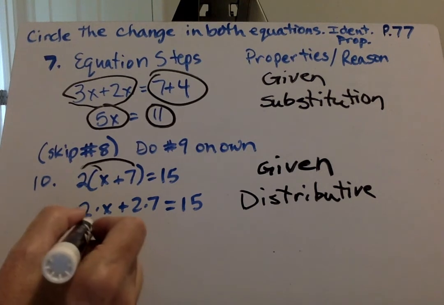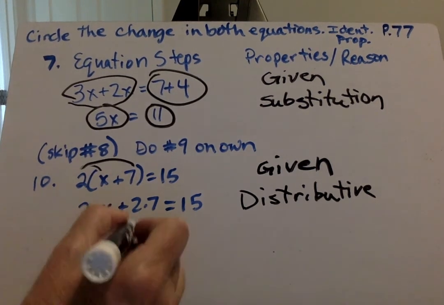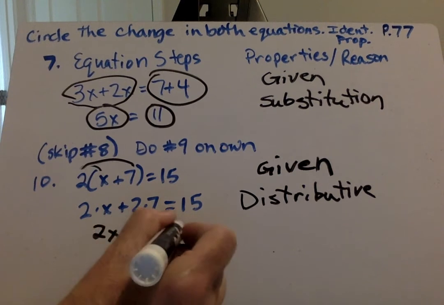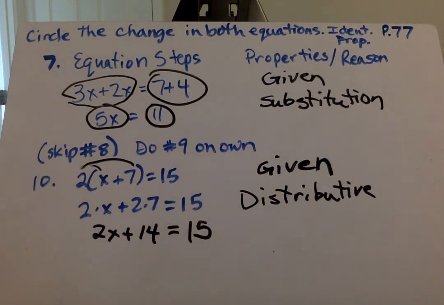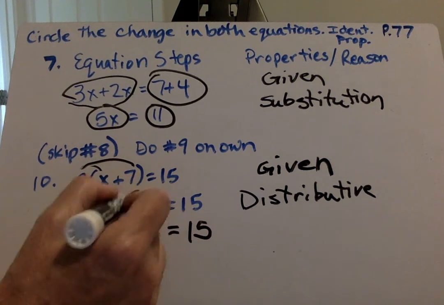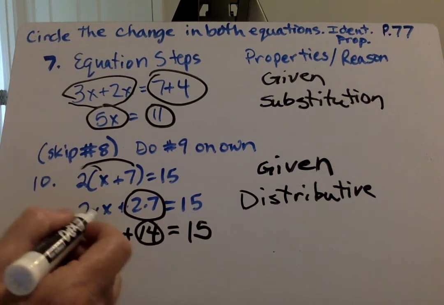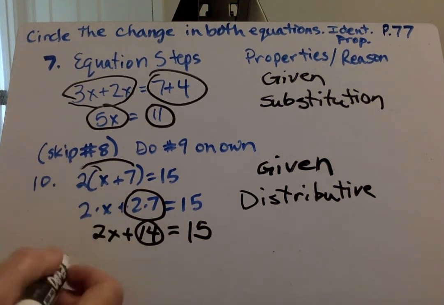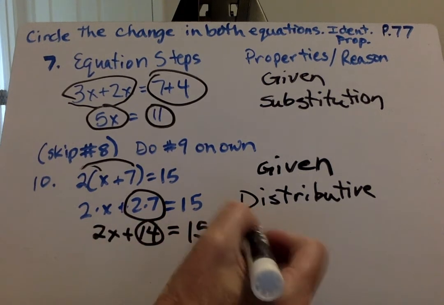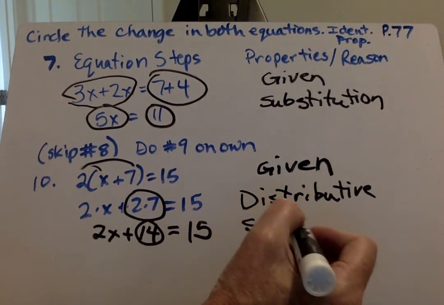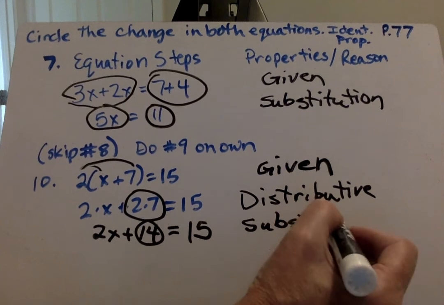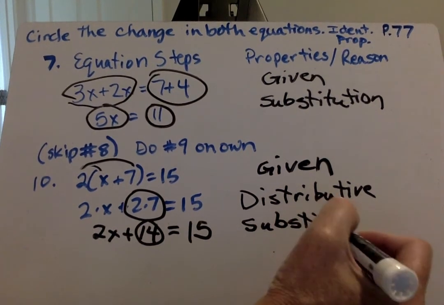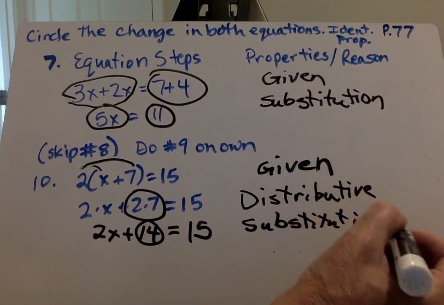Now, if I wanted to continue this, it would be 2x plus 14 equals 15. And then, what would we use to go from here to here? We actually substituted 2 times 7 for 14. And we went to that. And these are basically the same. If we wanted to circle that, we could. But then again, I would be using the substitution property. Substitution. There we go.